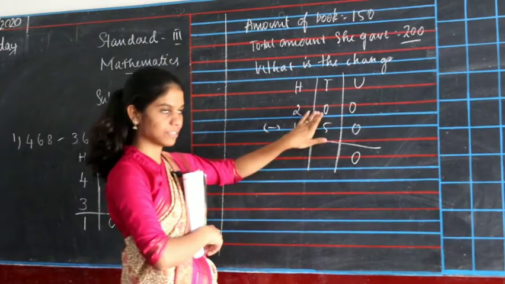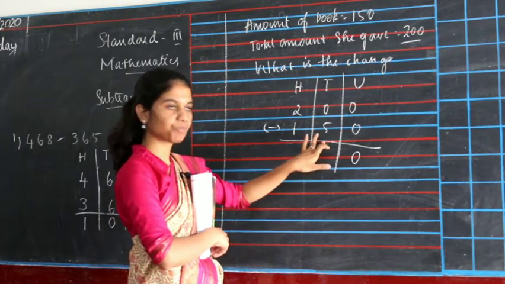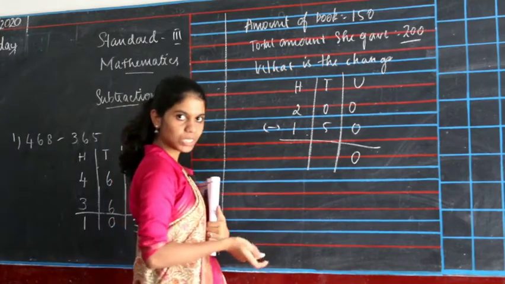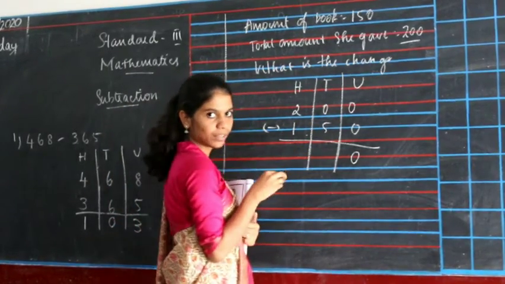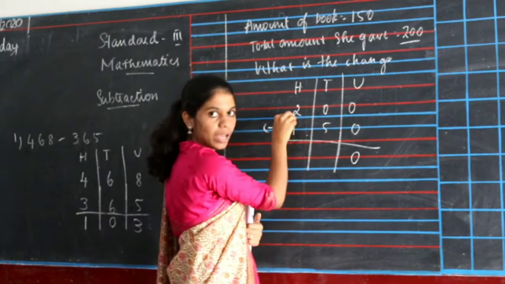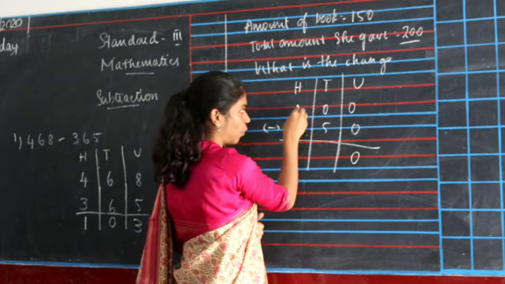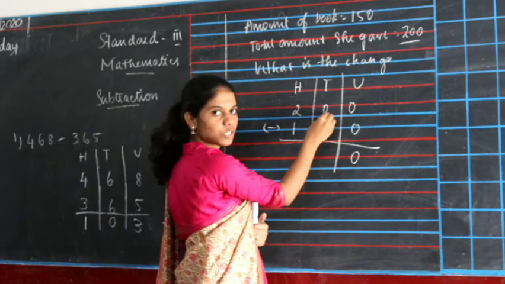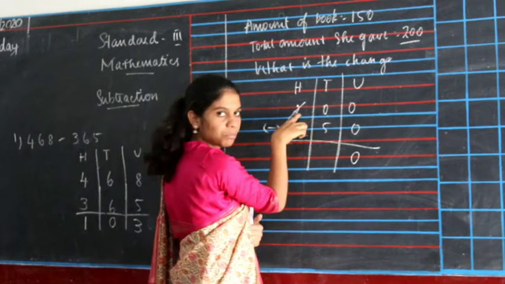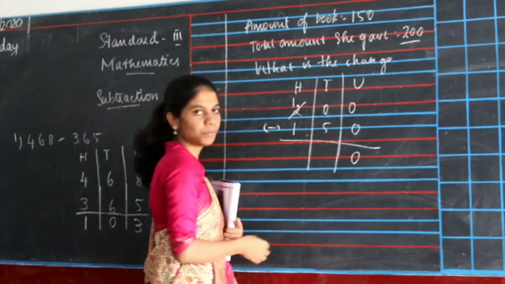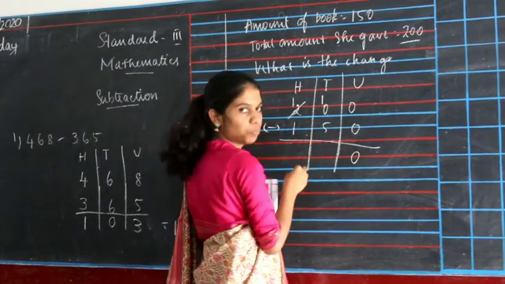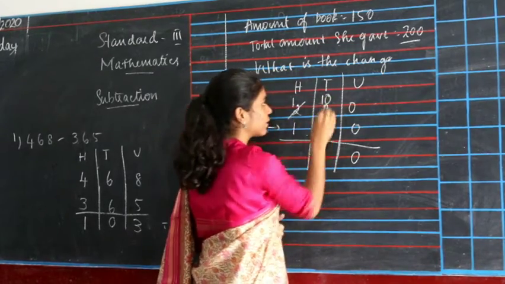See, here you have 0 and here you have 5. You can see that 0 is less than 5. What we have to do is borrow. You learned about borrowing. You will borrow from the number before. Here you have 2 and here you have 0. If you borrow 1 from 2, then you will have 1 here, and since you borrowed 1 from 100, you will get 10 here.